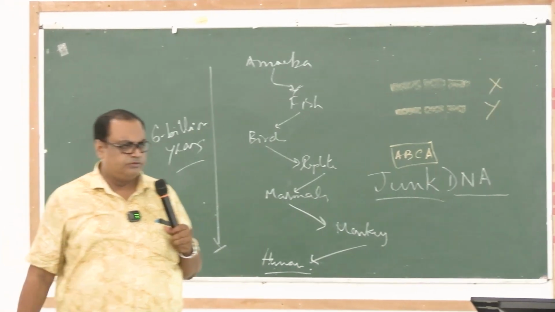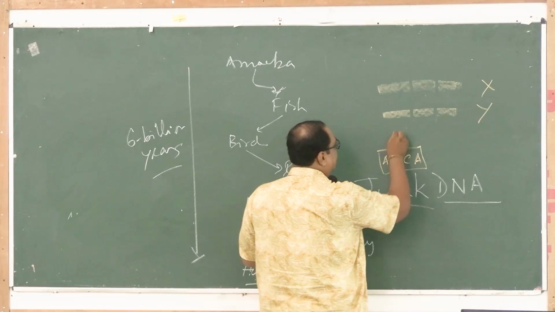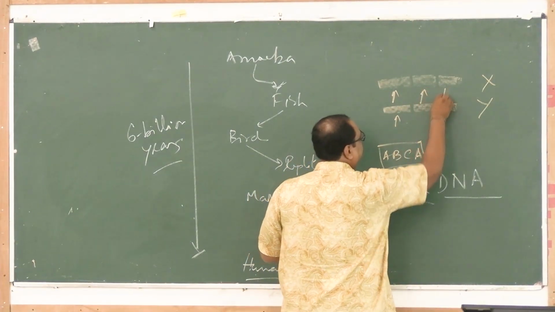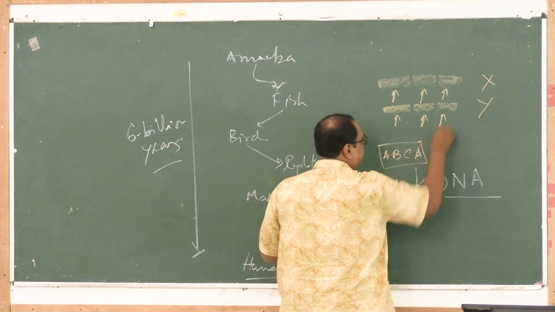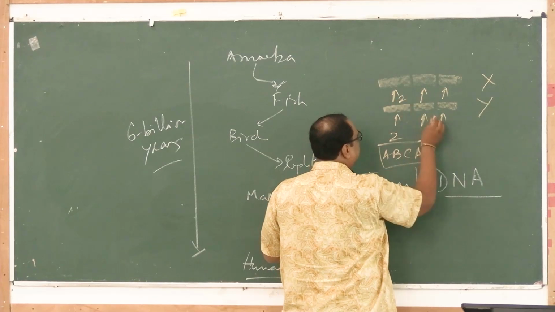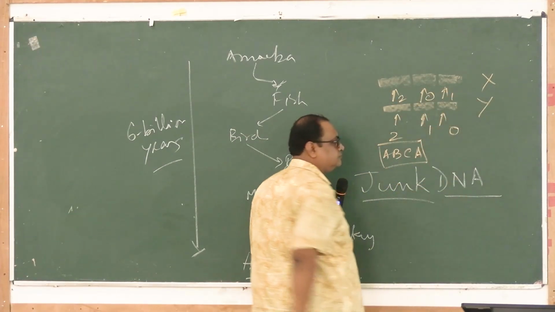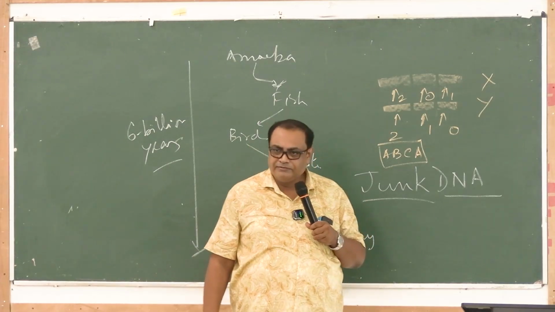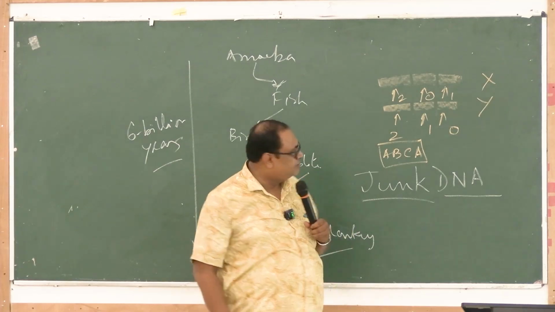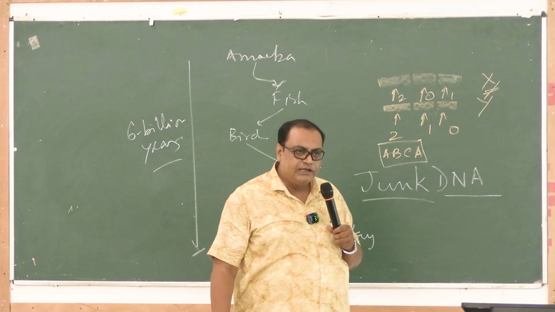We will try to find out how many copies of these are present here, here, here, here, here. Suppose the number is 2, 2, 0, 1, 1, 0. Now, is it different? Different? So now X can be differentiated from Y.